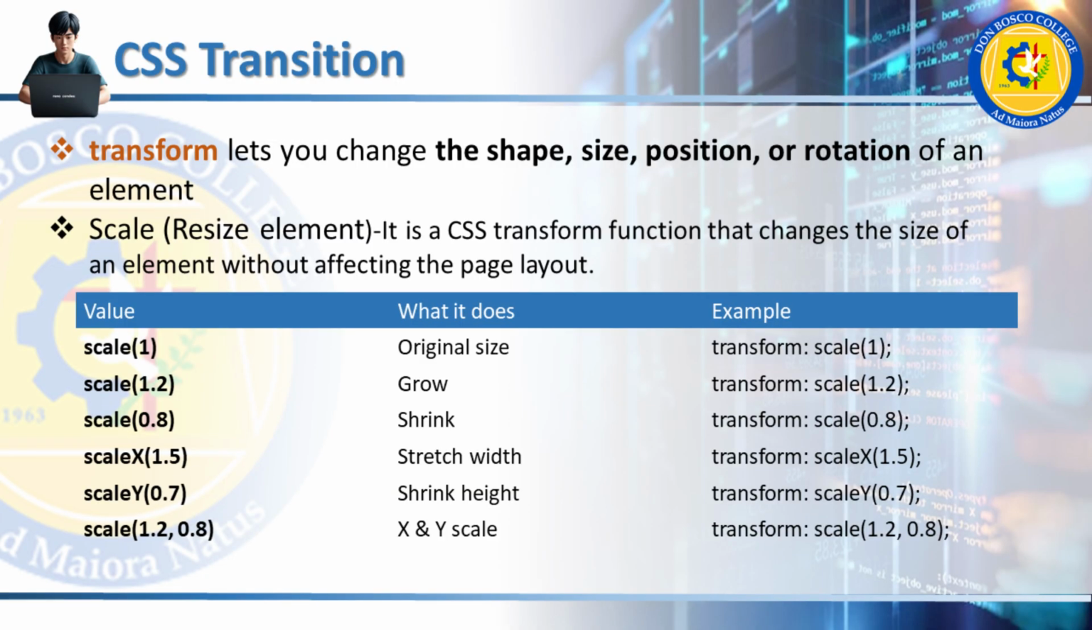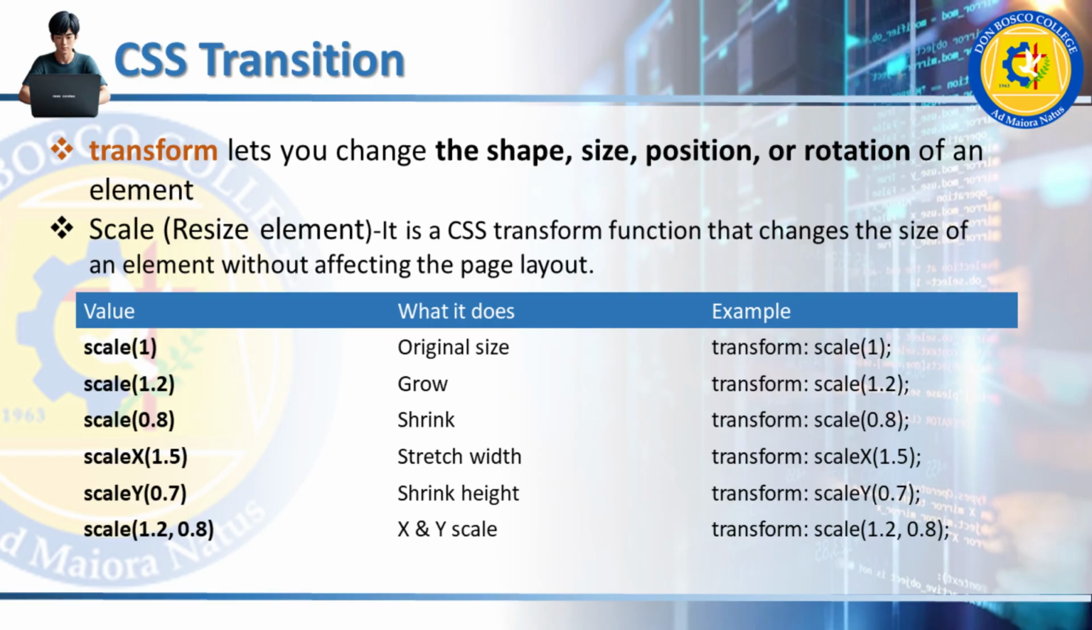Now, let us proceed to the next transform value: scale. The scale function is a CSS transform that changes the size of an element without affecting the layout of the page. Here are the different ways to use scale. Scale 1 keeps the element at its original size. Scale 1.2 makes it grow, and scale 0.8 makes it shrink.